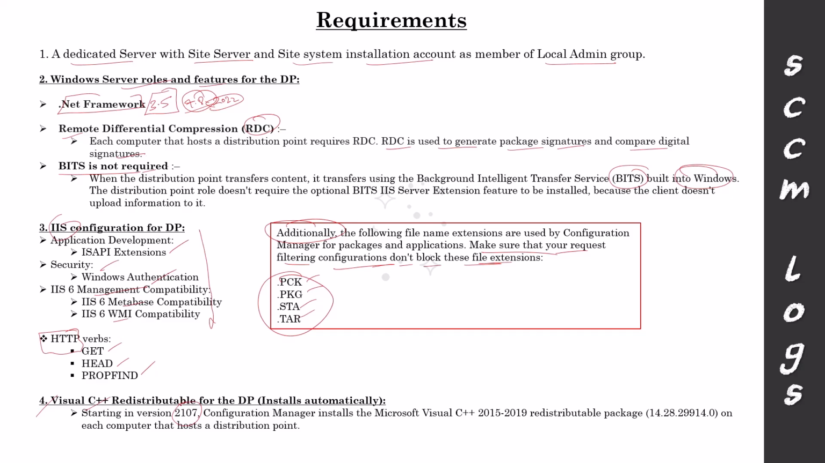Starting from 2107, it installs the required Visual C++ on the distribution point server. You can see this on each computer that hosts the distribution point. So these are the requirements we need to consider.